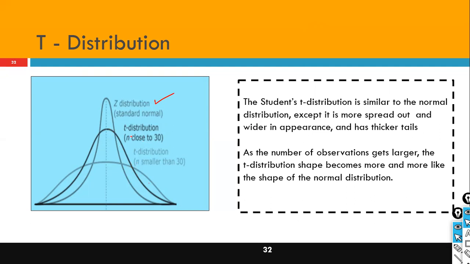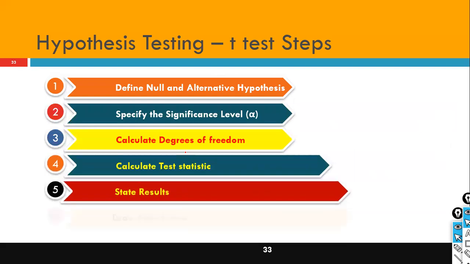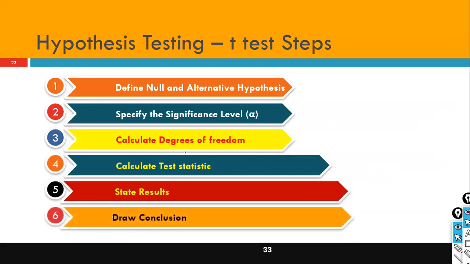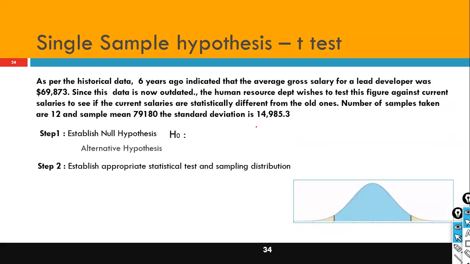If it is close to 30, or smaller than 30, it will be like this. So we know the central limit theorem. As per the central limit theorem, as the sample size gets close to 30, it will become approximately normally distributed. So this is the t-distribution. Next, what are the steps required to conduct the t-test? The only difference here is you need to find the degrees of freedom: sample size minus 1, that is what is called degrees of freedom. Otherwise it is the same as your z-test.